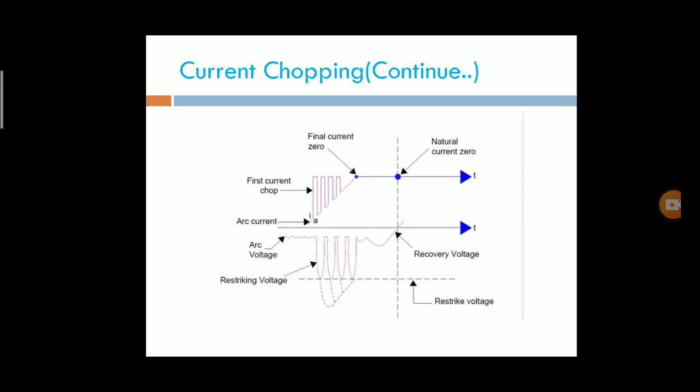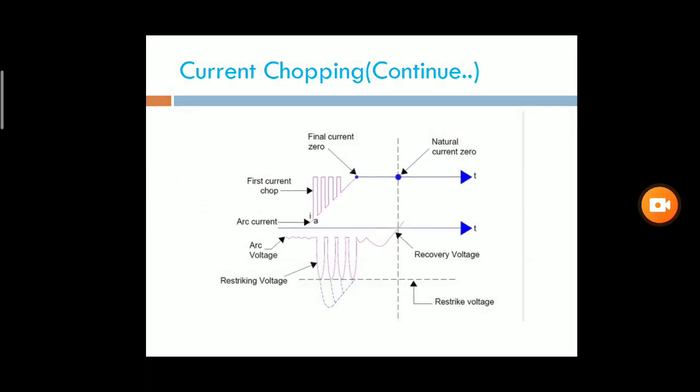Next, the current chopping phenomenon will be explained using a graph, where we observe how the voltages and currents change in this waveform. With respect to time, we draw the arc current and the arc voltage. First is the arc voltage waveform.